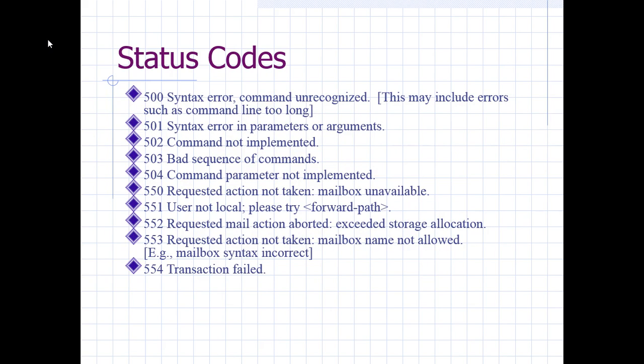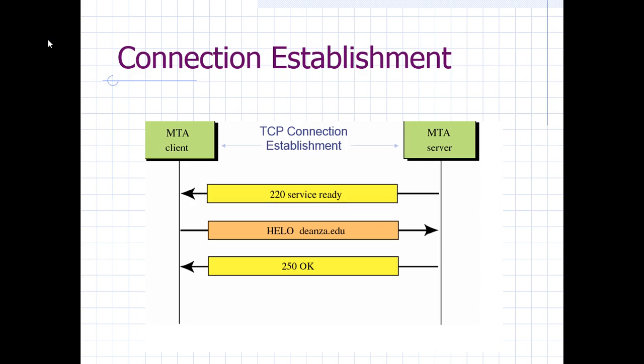554 is transaction failed. These are the defined status codes that SMTP operates with, and based on these codes, it makes it very easy to debug exactly what error we're getting while sending an email across the internet. This is the connection establishment procedure.